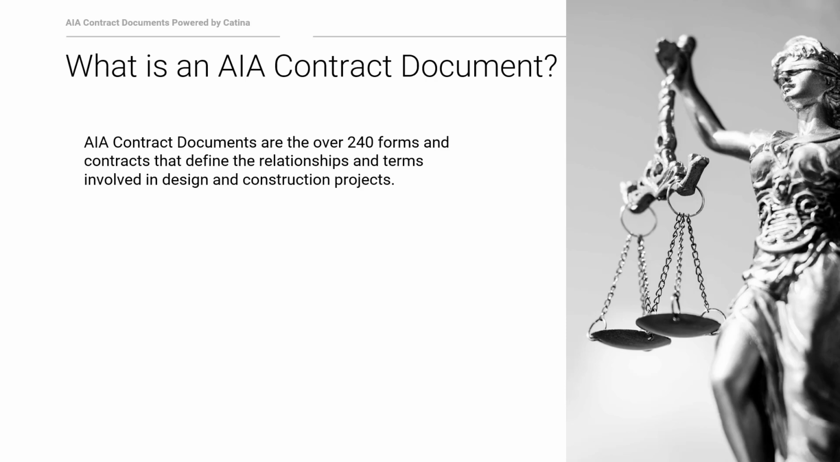So I want to acknowledge there's probably a range of familiarity in the audience with not only AIA Contract Documents, but also contract documents in general. I want to quickly go over a few basics before I jump into the documents themselves. AIA Contract Documents consist of over 240 forms and agreements that range in usage, product type, or delivery method, and help define the relationships and terms involved in design and construction projects.